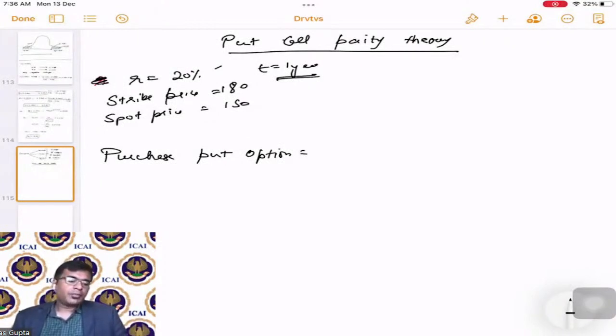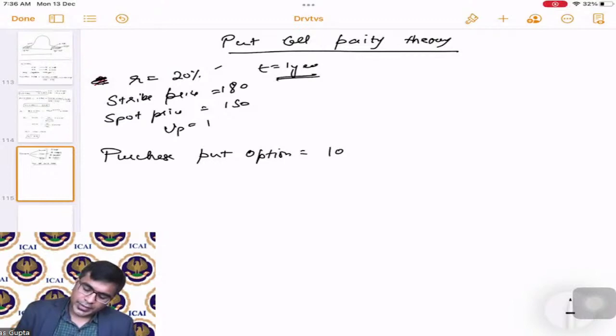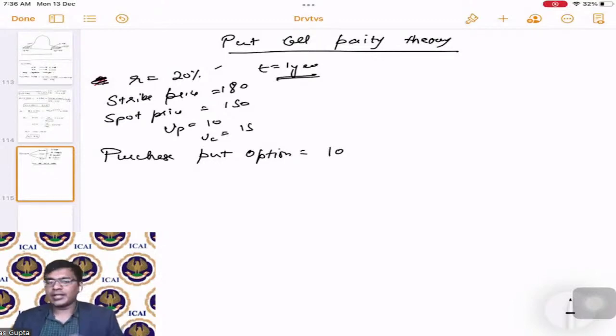So if you are going to purchase one put option, I am assuming that the put option premium is rupees 10. Okay. Value of put is equal to 10. Value of call, I am assuming it to be 15, just to differentiate. So now if the value of a put option is 10, that means the premium that any investor will have to pay for purchasing a put option is rupees 10.